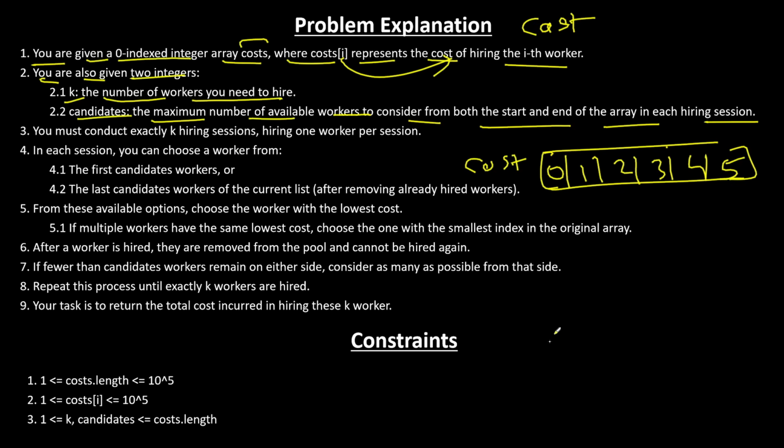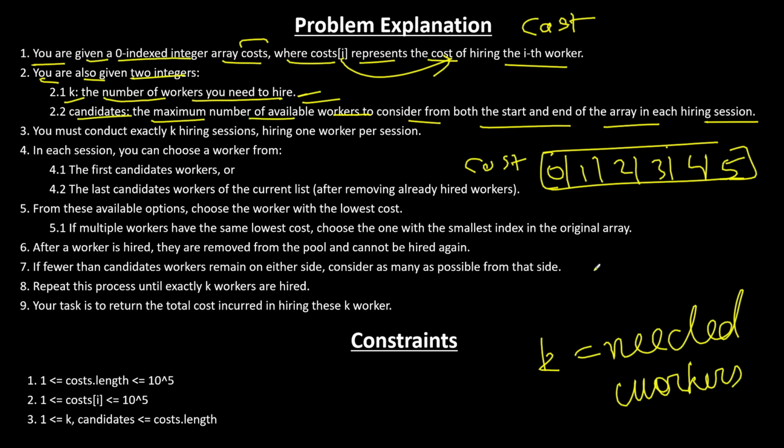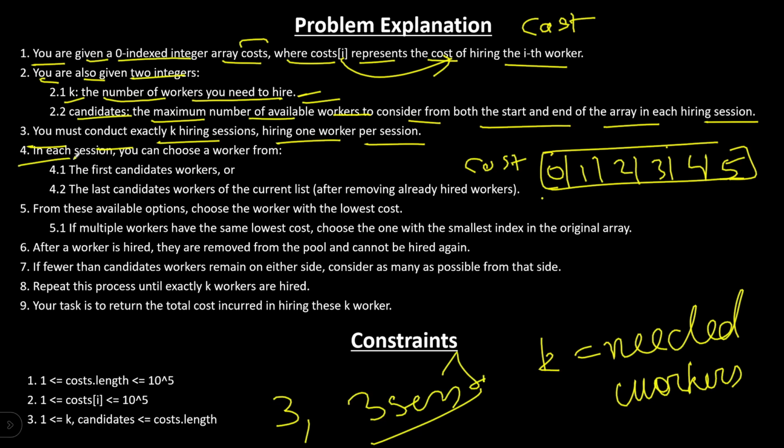K is basically the needed workers, and candidates is basically the capacity of our hand, that is, how many persons we can consider at once. You must conduct exactly K hiring sessions, hiring one person per session. Since you have to hire K people, you will do K sessions. If you have to hire three people, we will do three sessions, and in each session we will hire one person.